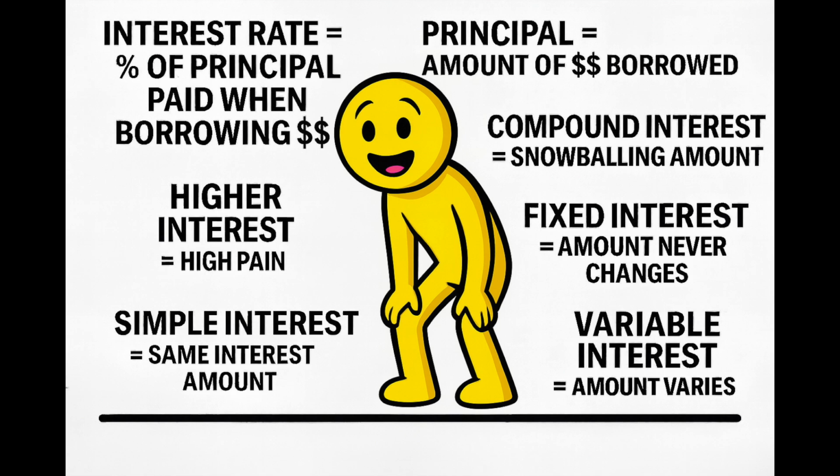So now you know. Interest rates are the rent you pay for borrowing money. Principal is the base amount you borrow. A higher interest rate means you pay more back. Simple interest is straight math. Compound interest is interest on top of interest, the stack attack. Fixed rates stay steady. Variable rates, they do the cha-cha. Capiche?